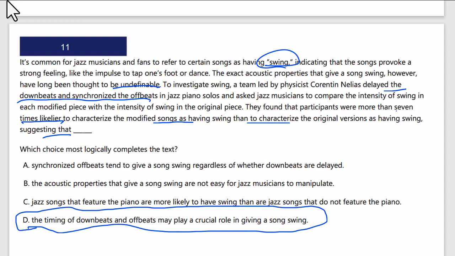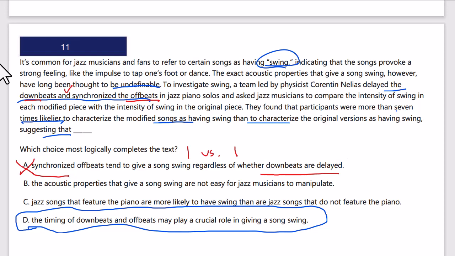They indicate wrong answers unless the text supports it. Let's look at these. A. Synchronized offbeats tend to give a song swing regardless of whether downbeats are played. Here we're mixing the facts. The actual text says downbeats and offbeats help give more swing. One versus the other, or one and not the other, is simply mixing up the right idea from the text, so that's a wrong answer.